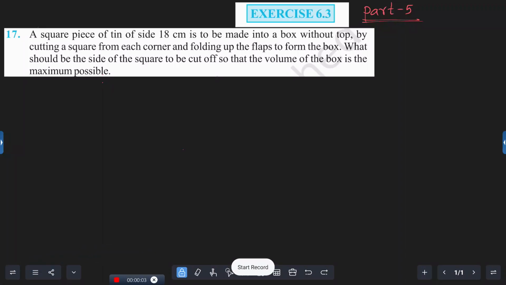Children, listen. This is Chapter 6, section 6.3, Application of Derivatives, part number 5. Already four parts have been uploaded. This is the 5th part. We are starting from question number 17.